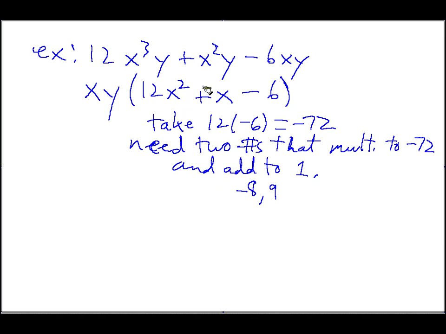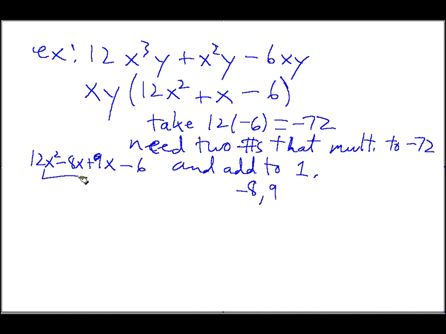Okay then, let's go ahead and break this up. Focus on this trinomial. Forget about the xy for now. We'll put it back in the final answer. So this is going to be 12x squared minus 8x plus 9x minus 6. Again, I'm just breaking up the x term here, the 1x, right? Isn't that positive 1x right here? Yes, it is, right? So let's do it by grouping now.